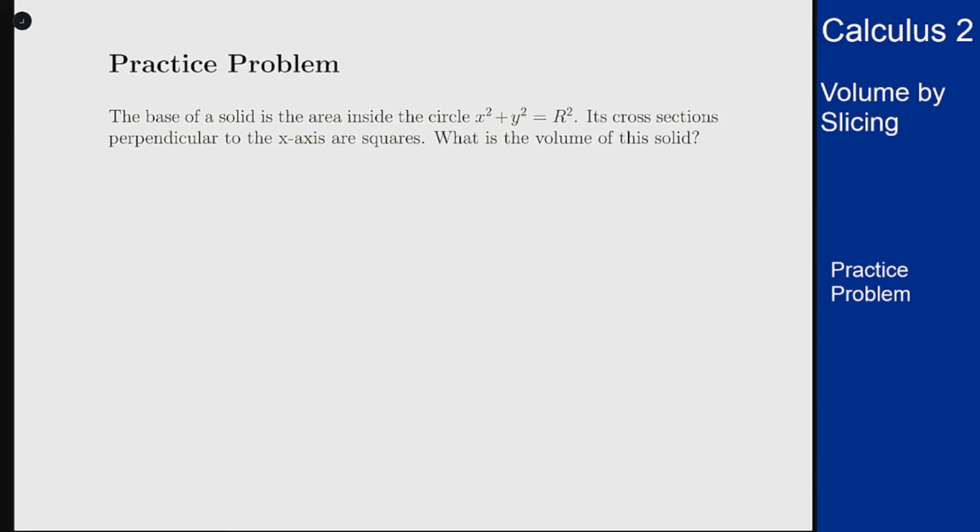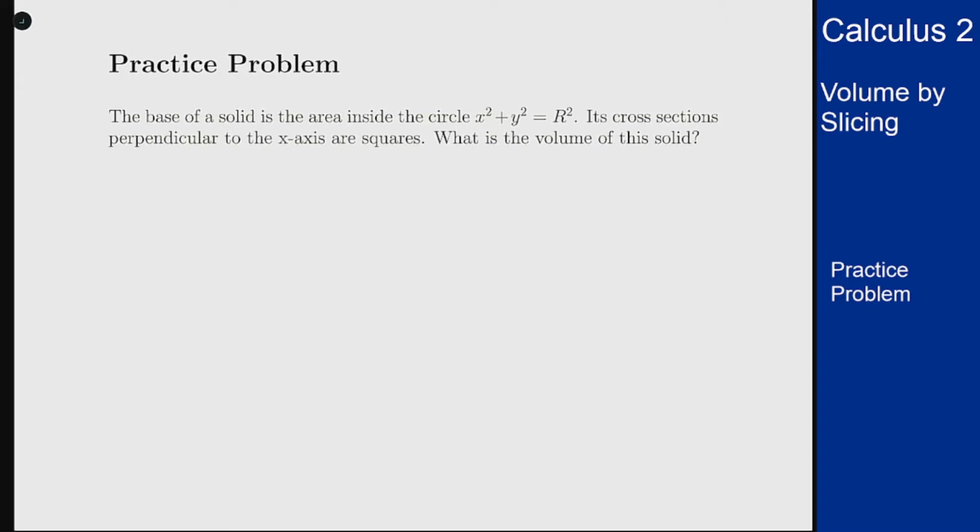In this example, we want to compute the volume of a solid based on the cross-sectional areas. We're told the base of this solid is the area inside the circle x squared plus y squared equals r squared in the plane, and its cross-sections perpendicular to the x-axis are squares. I want to find the volume of this solid.